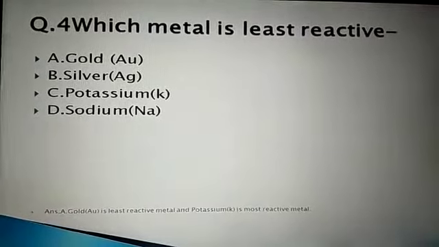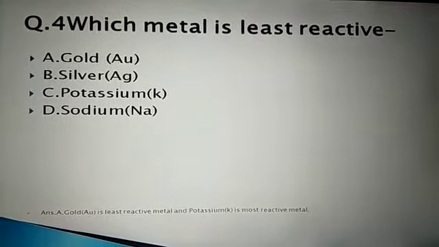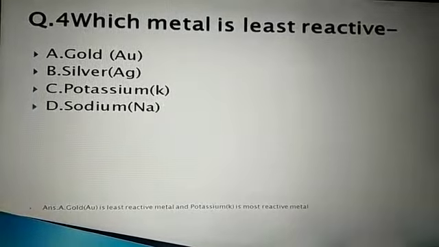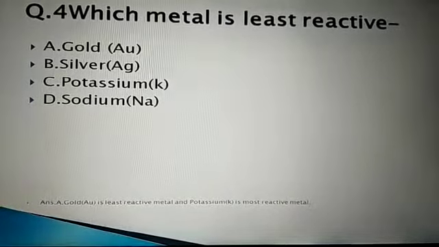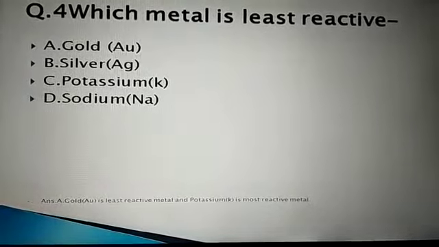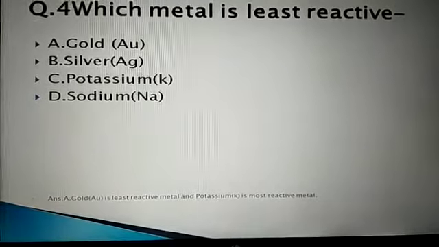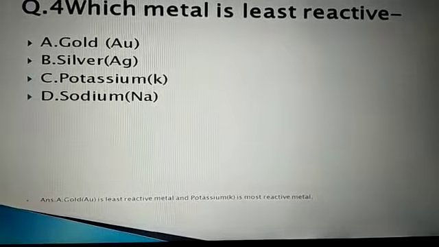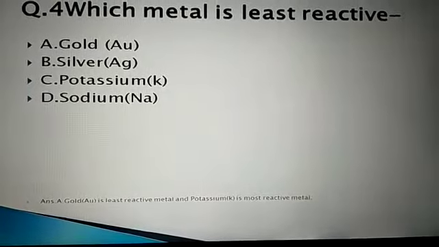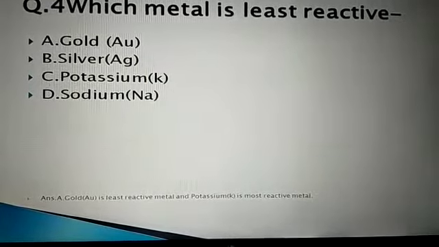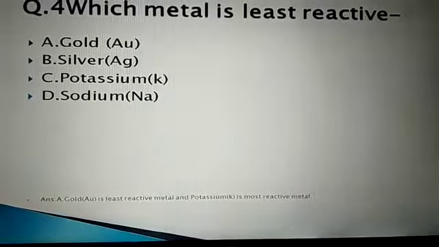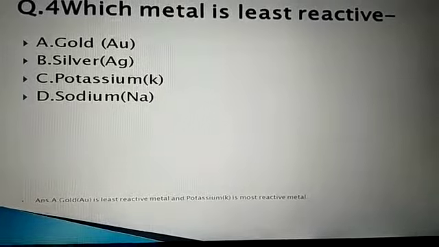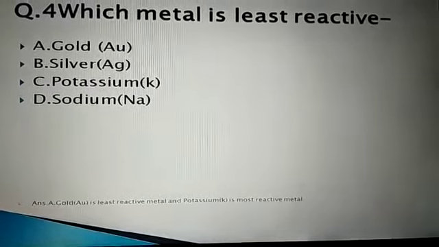Question number 4. Which metal is least reactive? A. Gold, B. Silver, C. Potassium, and D. Sodium. And the answer is A. Gold. Gold is the least reactive metal found in nature, so it is found in native state or free state, whereas potassium is the most reactive metal.